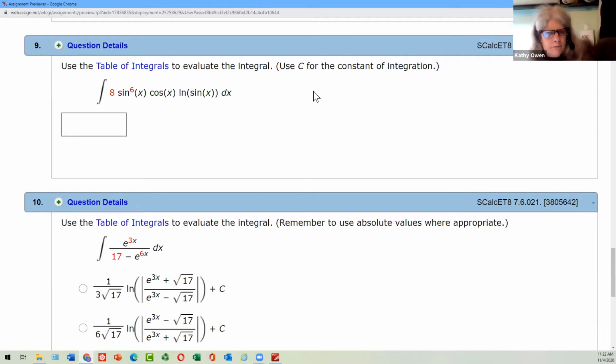Agreed? And that turns into a u to the 6 natural log of u, right? Actually, you could probably do that by integration by parts pretty quickly. But if you wanted to, you could go to the tables, right? There's no need to do a table if you can do it other ways, I guess.